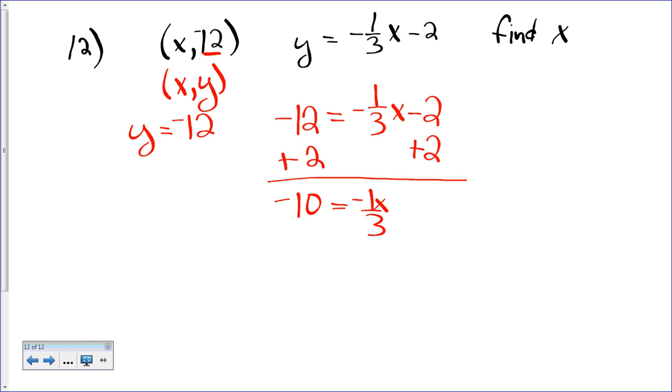Okay, so now I can change this to a proportion, and I get negative 30 is equal to negative x. Sorry, negative x. I don't want to have a negative x, so that means that x is equal to positive 30.